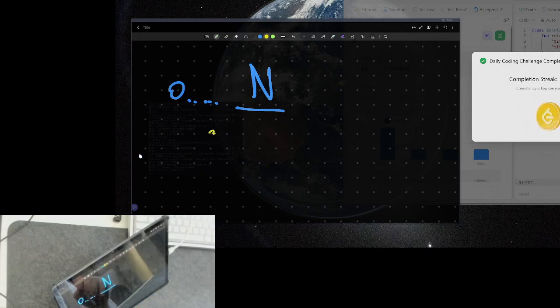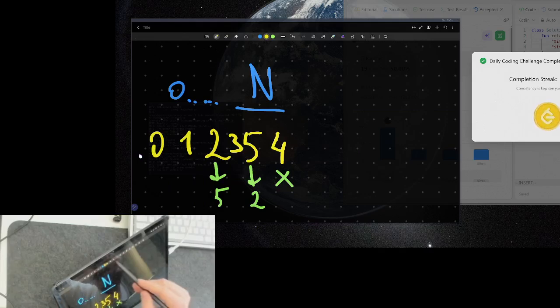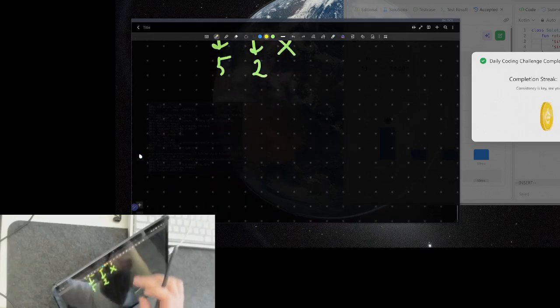So imagine our number is like 2, 5, 4, and we have some properties where we can convert 2 to 5, 5 to 2, and 4 is forbidden. So we have properties for all possible numbers. Let's write all the properties.